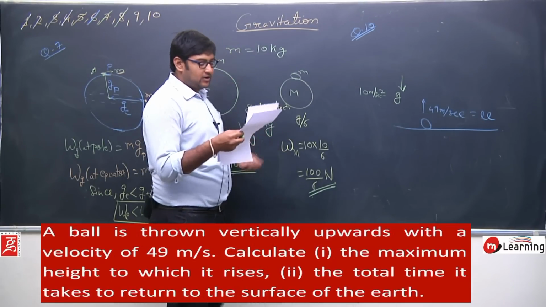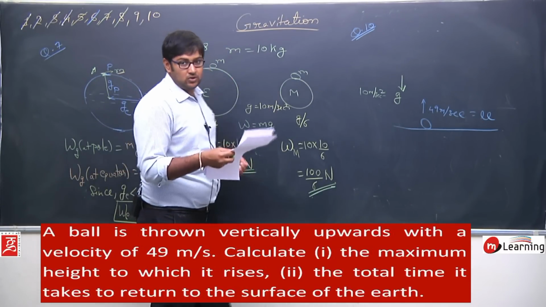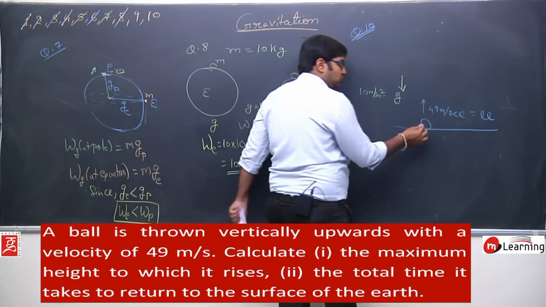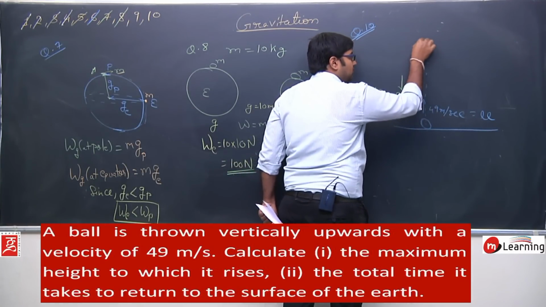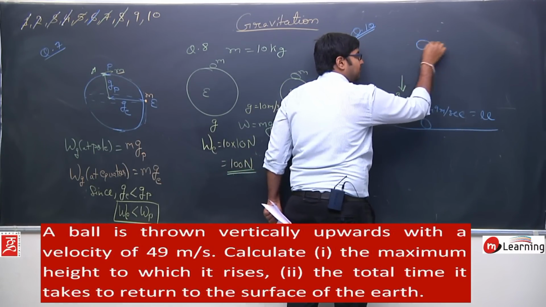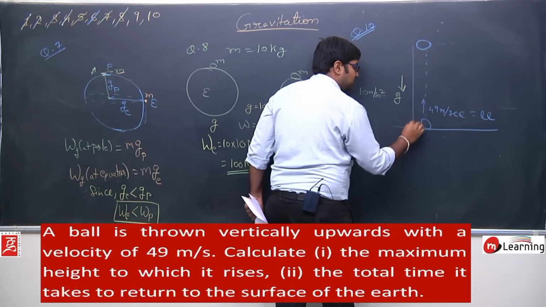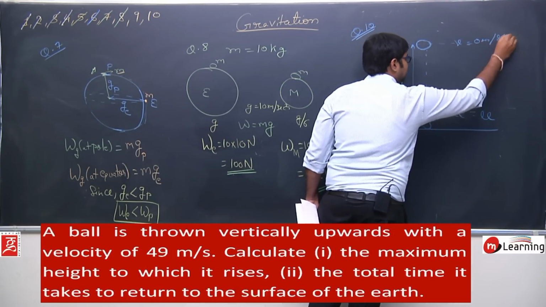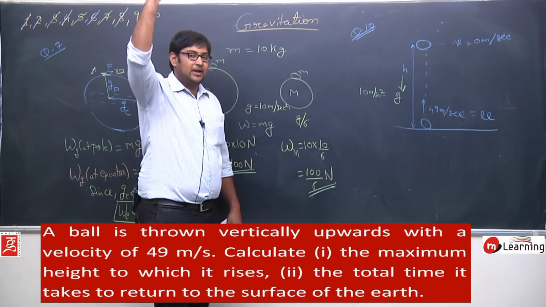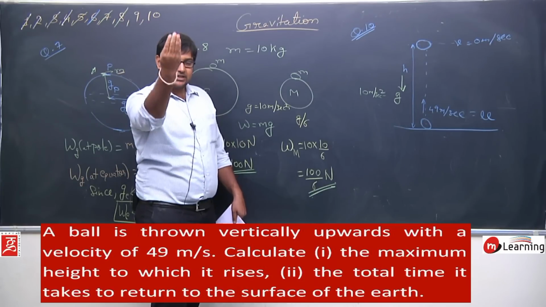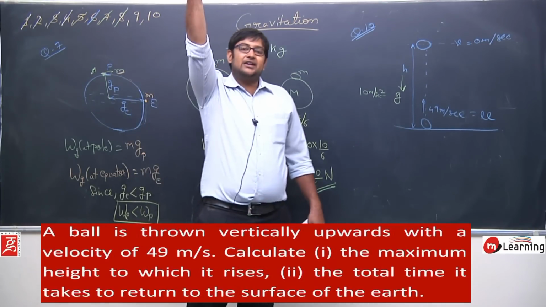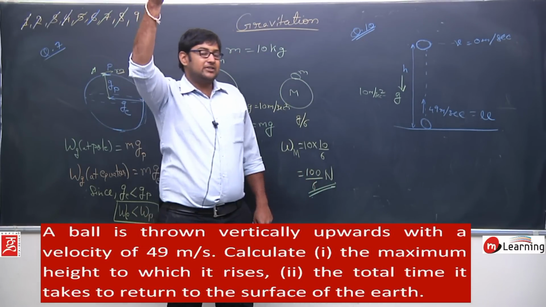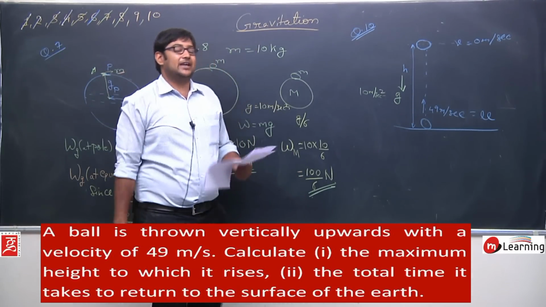So what we have to calculate is the maximum height that this ball can achieve. When I throw the ball from this point, it will reach some height, and at the maximum height, this ball will have the velocity equal to 0 meters per second. When you throw a ball like this, the ball will rise in the air and stop at some point, and after that it will start falling. So the point at which the ball stops will be the maximum height that it can achieve.